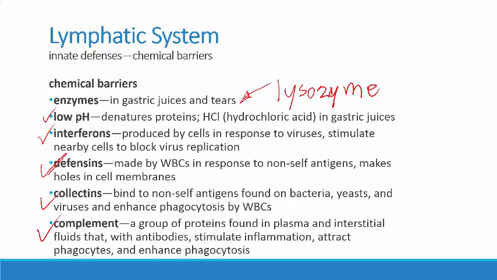And then last of all, among the chemical barriers are a set of chemicals called complement. These are a group of plasma proteins, and they're found in blood plasma, and they also make it out into interstitial fluids. Along with antibodies, they help to stimulate inflammation, they attract phagocytes, and they even enhance phagocytosis once the phagocytes are there. And it turns out that much of specific immunity is really enhanced and performed thanks to the complement proteins that are found in the blood or in the tissue fluids.